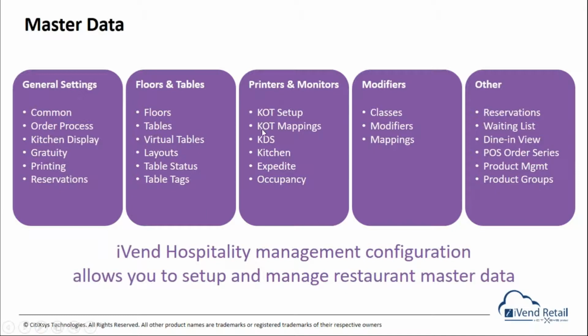When it comes to printing and monitoring, you can define KOT, kitchen order ticket mappings to a particular product group, and you can define kitchen display systems. You can categorize the data based on product groups, and you can see it on relevant mapped monitors. Yeah, so we'll take it forward. We'll see how it is going to work from here.